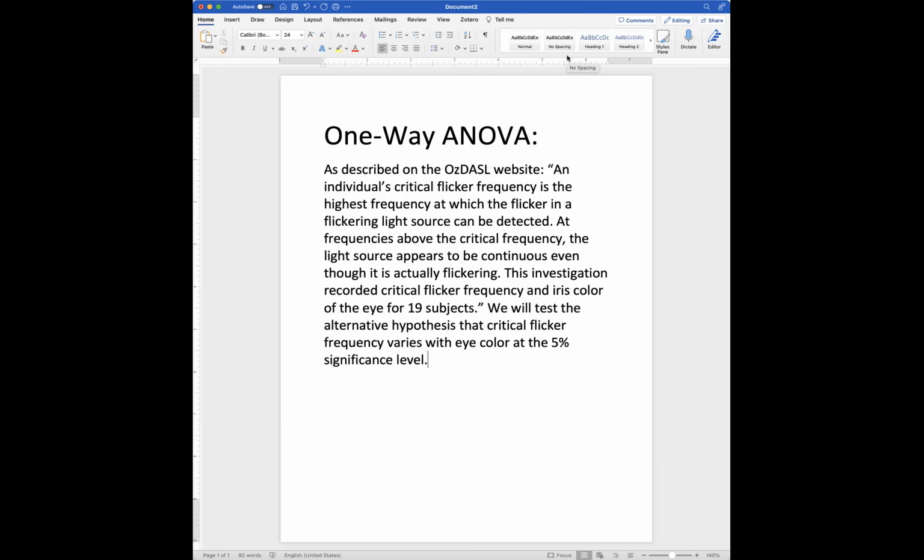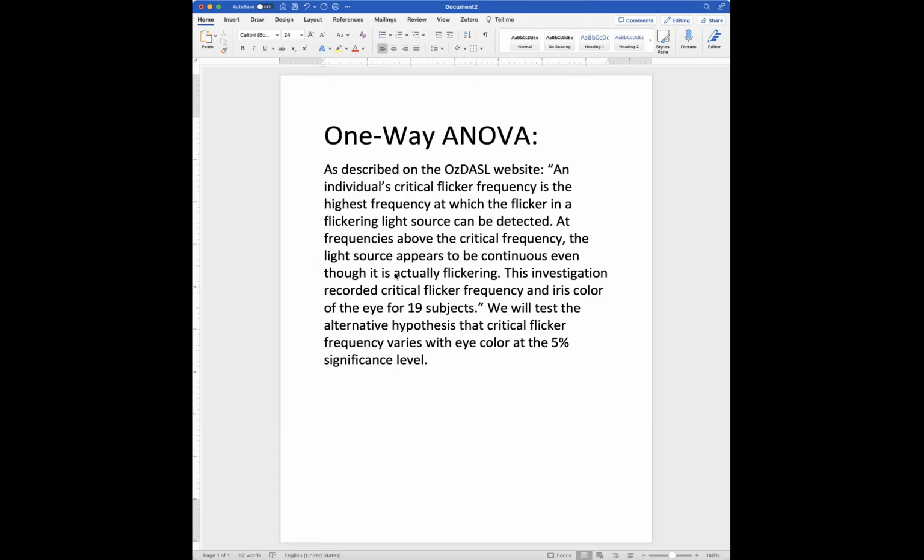So what happened is there was a study with 19 subjects, and they determined the highest level of flickering, or the critical flickering frequency, for those individuals based on their eye color. We're going to test this hypothesis at the 5% significance level.